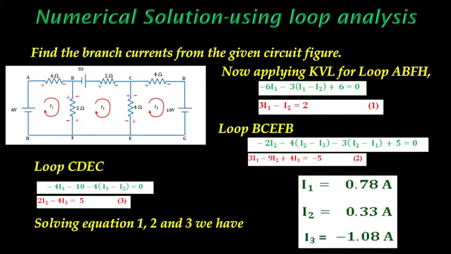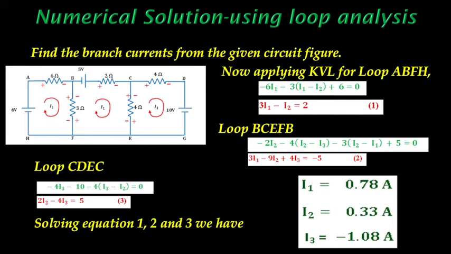So now applying KVL for loop A, B, F, H, A. That means for loop 1, the equation is minus 6I1 minus 3 into I1 minus I2 plus 6 equal to 0. Then we get the equation 3I1 minus I2 equal to 2.